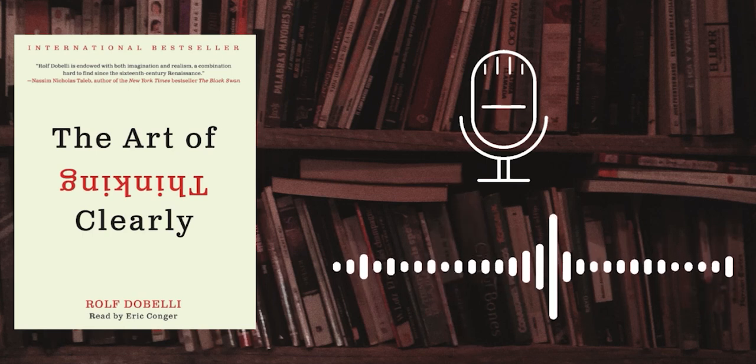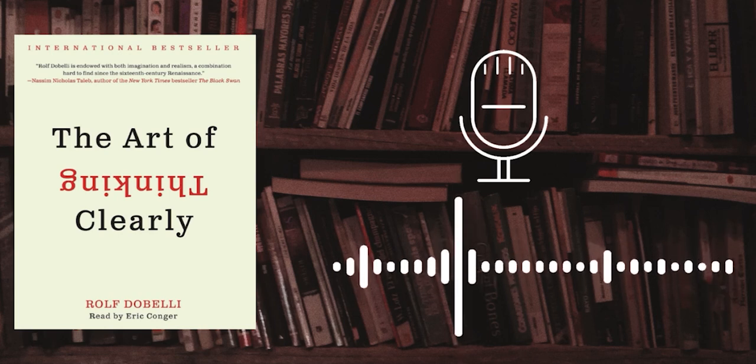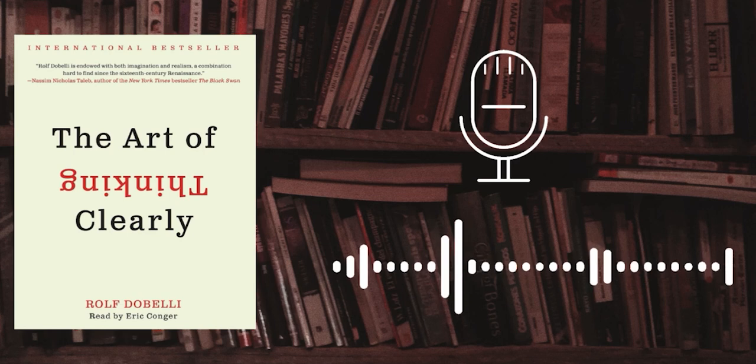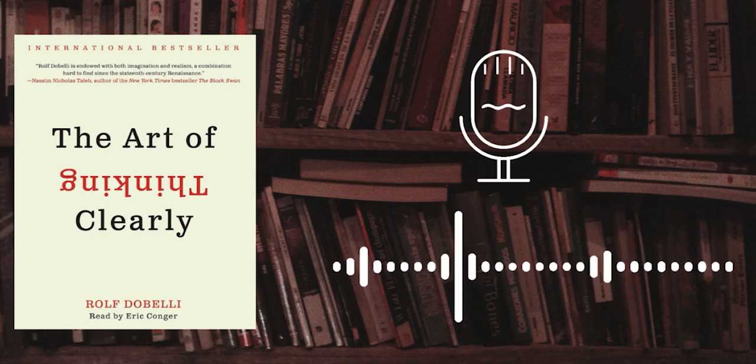Egocentric bias in attribution. Egocentric bias in attribution is the tendency to attribute successes to internal factors and failures to external factors. This distorts our self-assessment. Understanding this bias helps us develop a more accurate view of our abilities and actions.